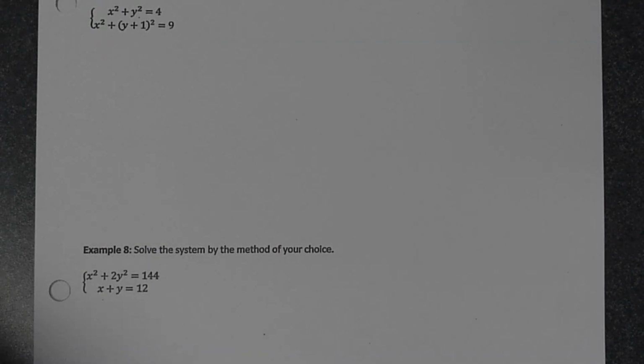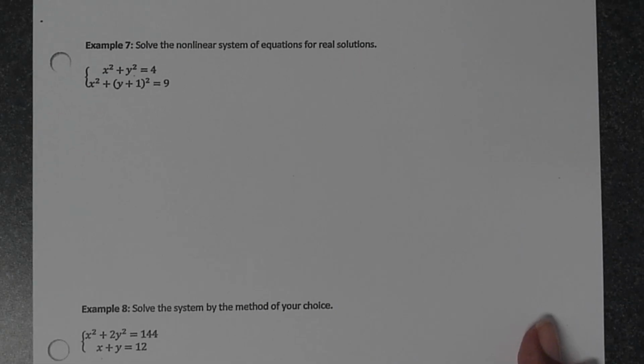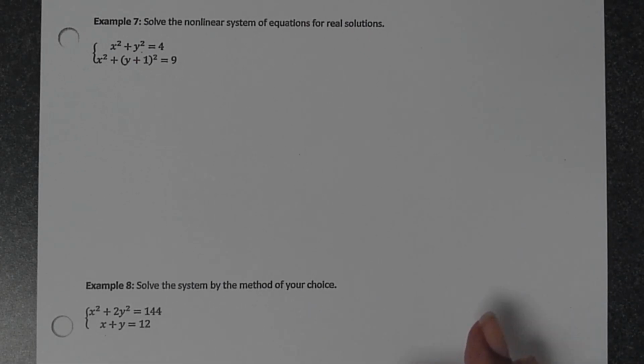All right, got 2 more in this video. Example 7 is this. Let's say I want to solve the nonlinear system of equations for real solutions, and it did not say which method to use. Okay, here I got x squared plus y squared is equal to 4, and x squared plus the quantity y plus 1 quantity squared is equal to 9. And I want to solve this system of nonlinear equations.